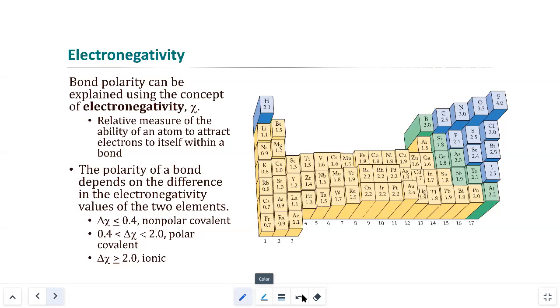Once we hit that difference of electronegativity of 2 or greater, that's when we can start to think of things as being more ionic-like. So sodium chloride, difference there, 3.0 minus 0.9, that's 2.1.